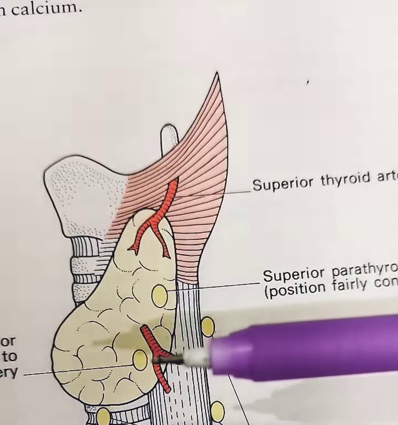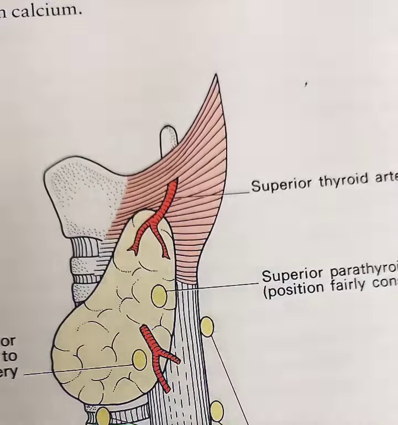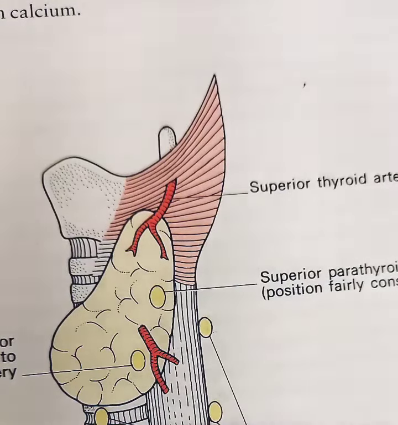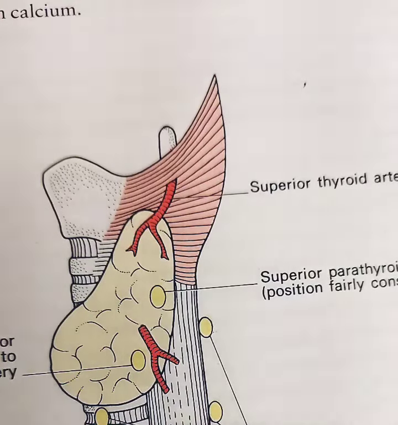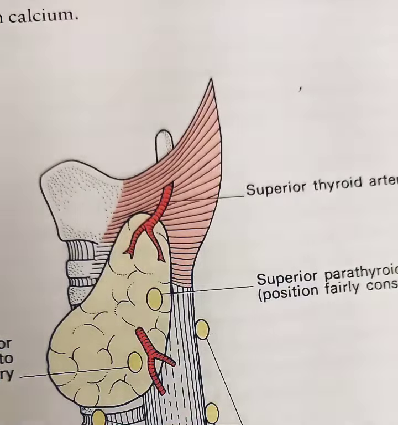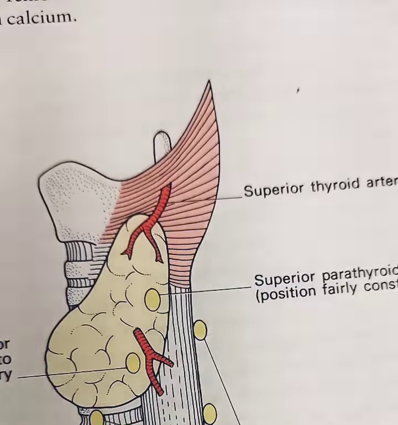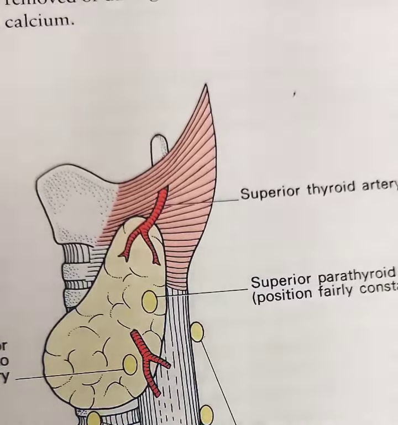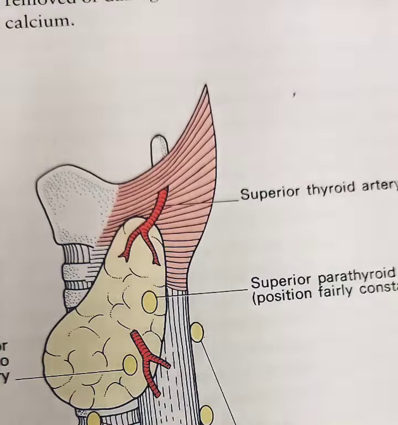These possible aberrant sites are of course of great importance in searching for a parathyroid adenoma in hyperparathyroidism. The parathyroids are usually safe in total thyroidectomy because the posterior rim of the thyroid is preserved. However, they may be inadvertently removed or damaged, which results in tetany due to the lowered serum calcium.